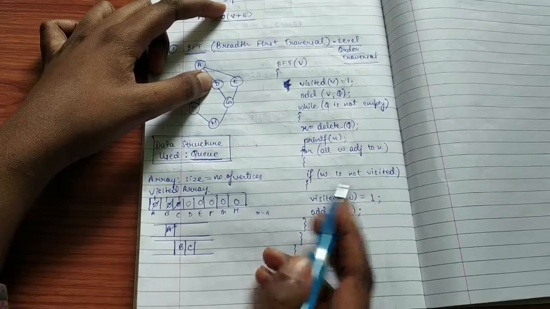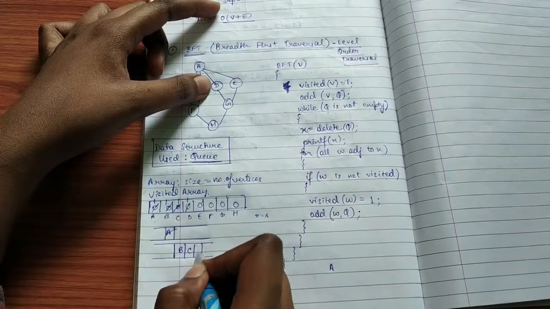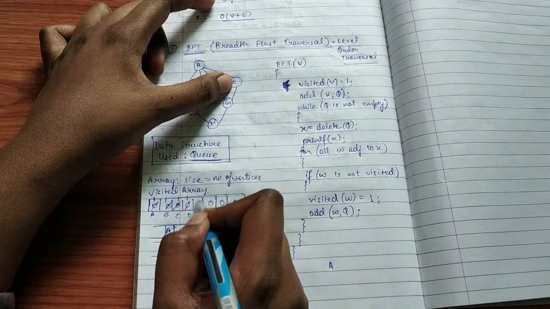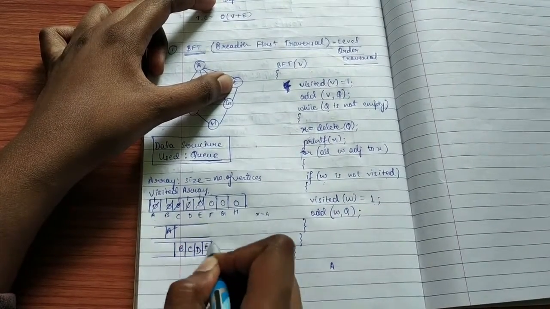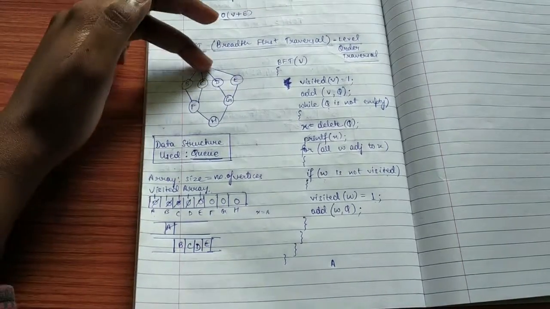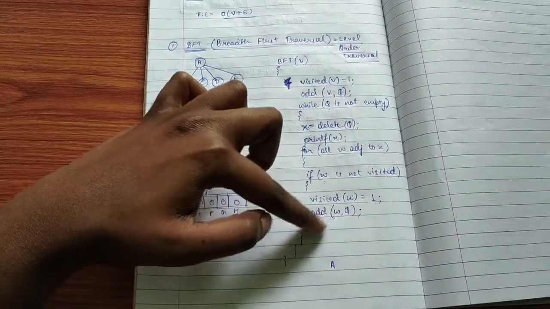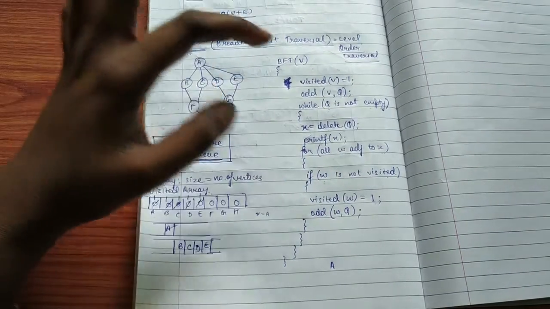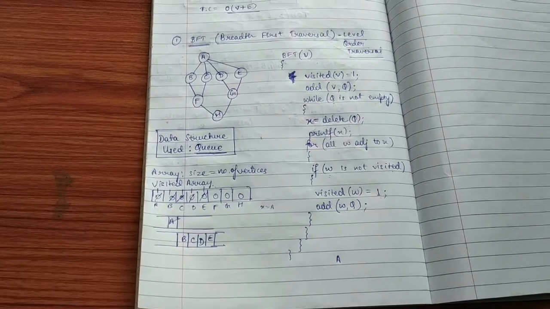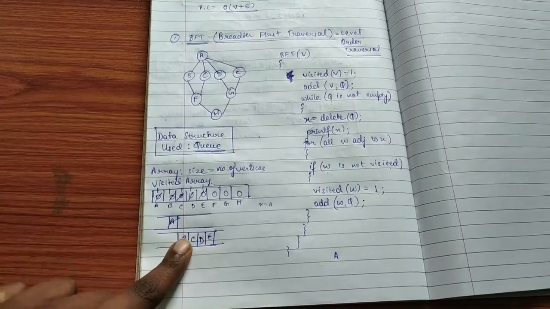If D is not visited, make it 1 and add it to the Q. Similarly, if E is not visited, make it 1 and add it to the Q. Now we see we do not have any other vertex which is at a distance of 1 from A. So we come out of this for loop and we go into another round of the while loop. Now we have to go on while the Q is not empty. The Q is not empty.